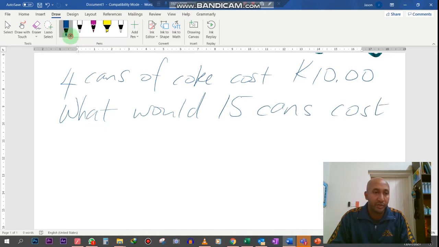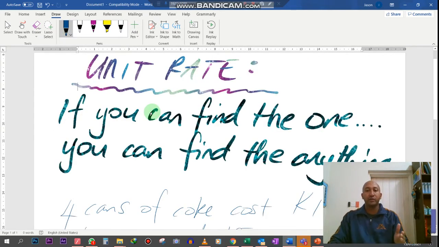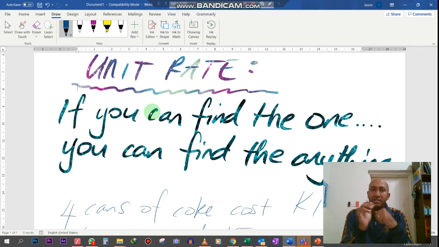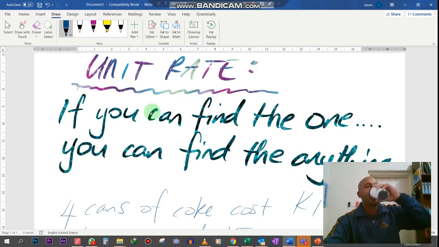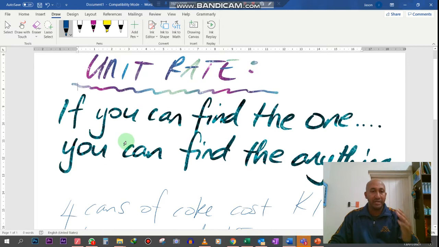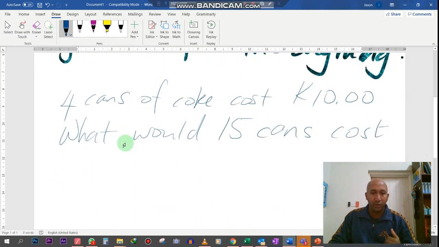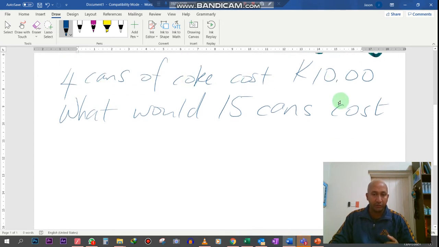Let me just make my pen a bit thicker here. So this is where this magic saying comes in. If you can find the one, you can find the anything. What we need to do here is decide for ourselves what 1 can of Coke costs. And we do this by a simple division sum. We need to figure out, of these 4 cans, they are totaling a cost of 10 kwacha.